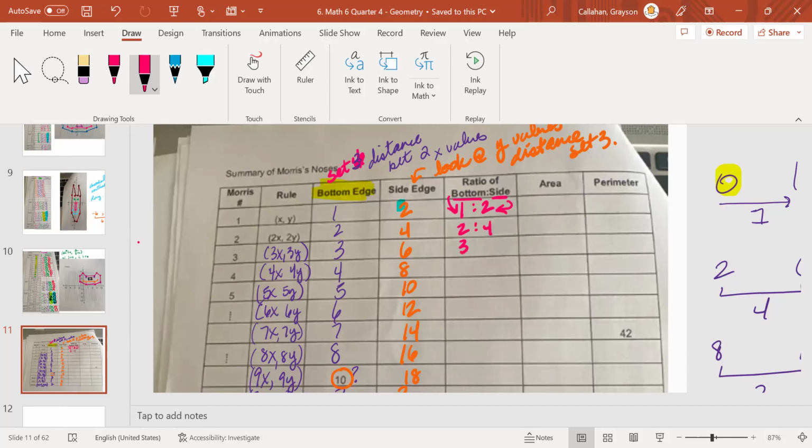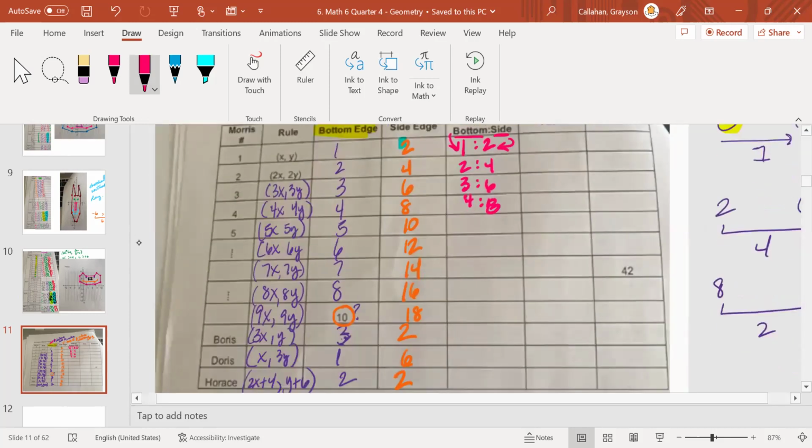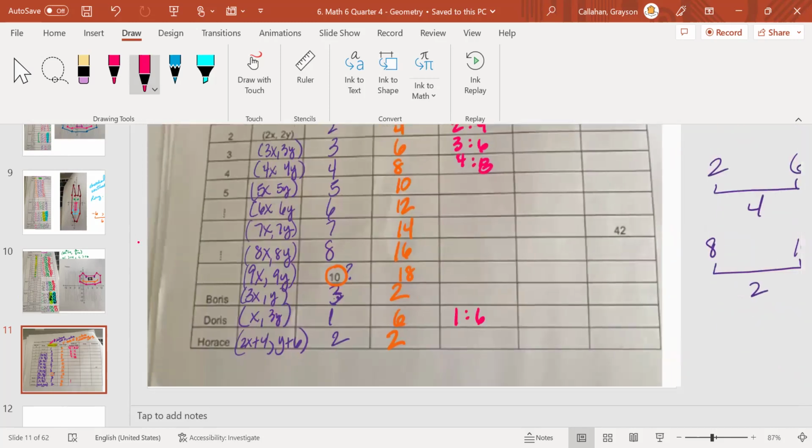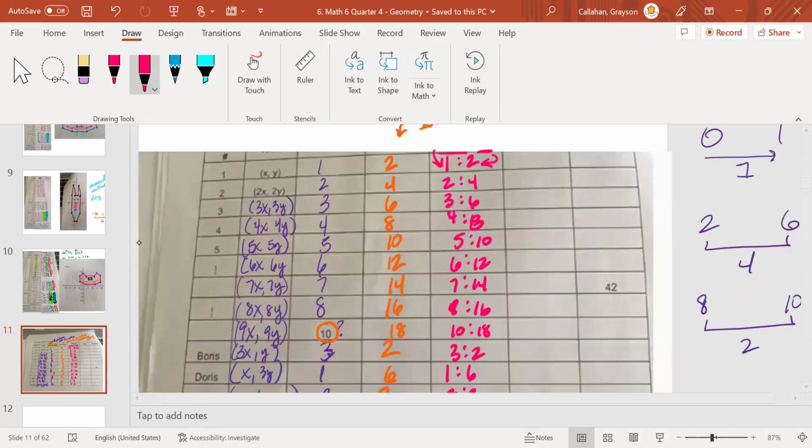2 to 4, 3 to 6, 4 to 8. Now keep going with that. 1 to 2, 2 to 4, 3 to 6, 10 to 18, 8 to 16, 7 to 14, 6 to 12, 5 to 10.